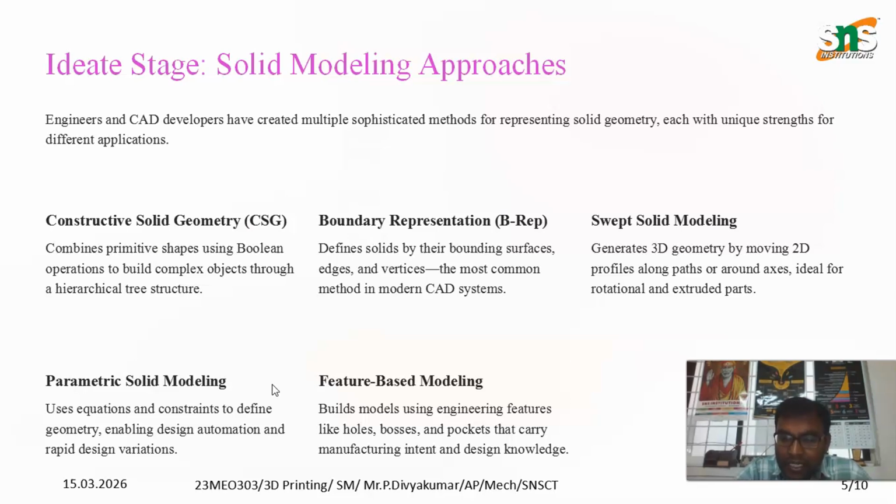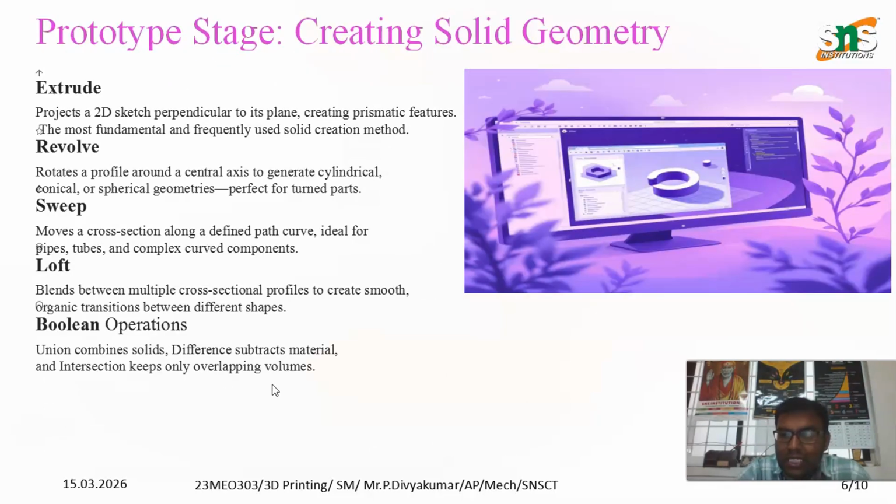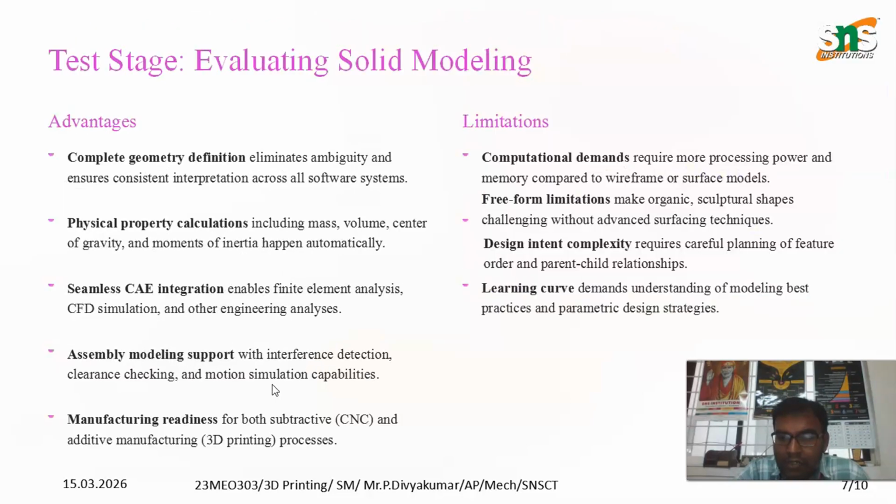Solid modeling has many advantages. For example, complete representation: it includes volume and physical properties, and also accurate analysis. It can calculate mass, center of gravity, stress analysis, etc. It also provides realistic visualization. That means it looks like a real object. When we design a particular model or object with the help of solid modeling, it looks like a real object. Next, it is majorly suitable for manufacturing industries.